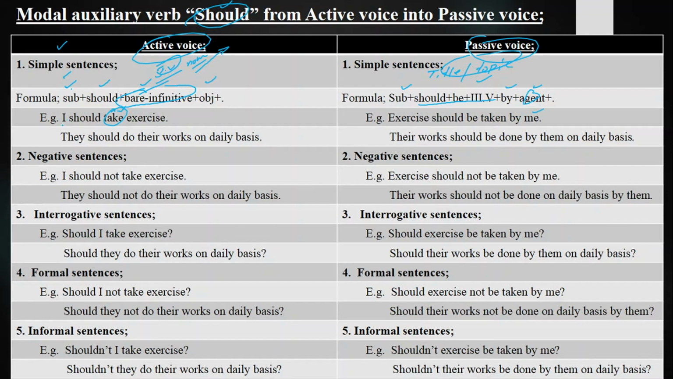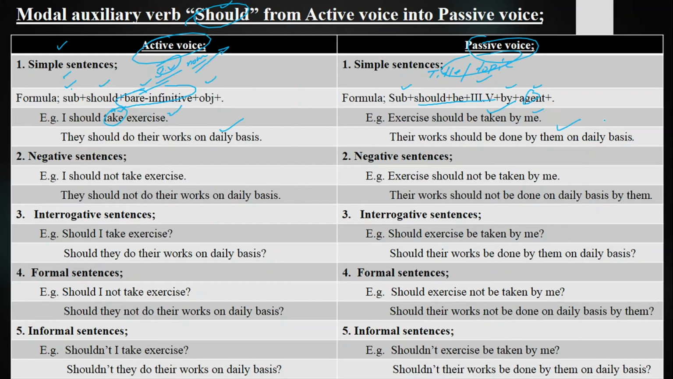Now, example: I should take exercise. Exercise should be taken by me. They should do their works on daily basis. Their works should be done by them on daily basis. There are two ways to change it into passive voice. Their works should be done by them on daily basis. Their works should be done on daily basis by them. So you can write them in two ways.